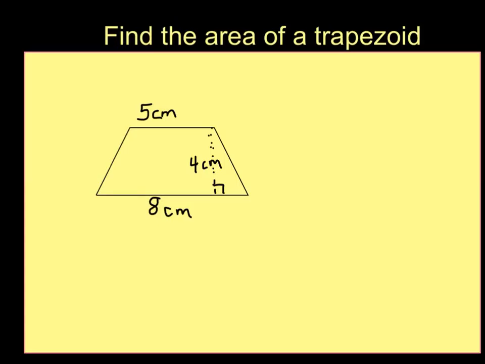All right, let's take a look at how we would find the area of a trapezoid. So here's our trapezoid, and we can see this trapezoid has a height of 4 centimeters. It was not very easy to draw a straight line on this, so forgive me for that. And then we have one base here. The bottom base is 8 centimeters. The top base is 5 centimeters.